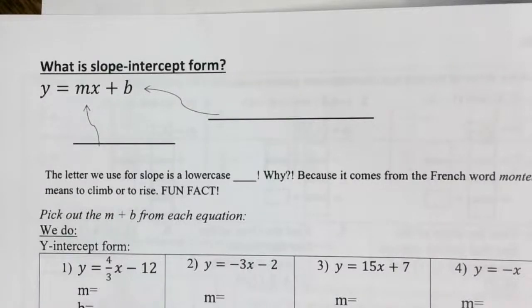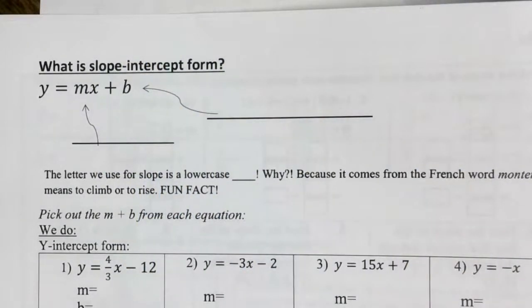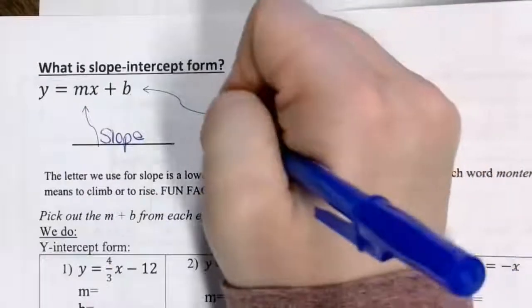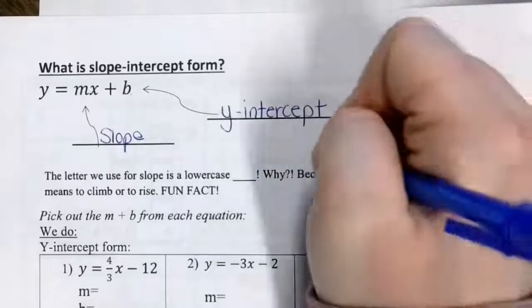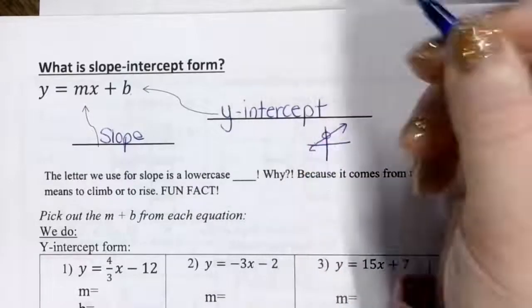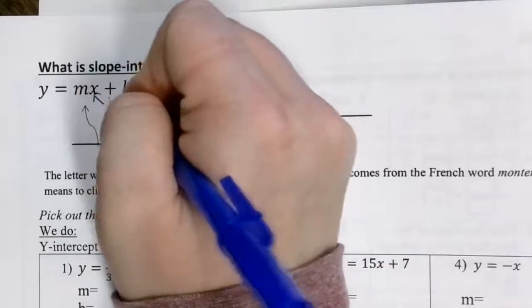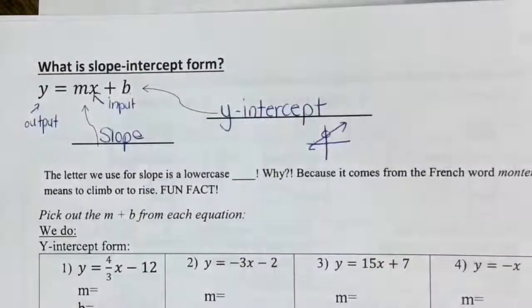Alright, so this is slope notes part 2. Slope-intercept form is how you write an equation for a line. It has 4 parts. You've got your m, which is your slope, and your b, which is your y-intercept. For those of you who don't remember, the y-intercept is where it hits the y-axis. Okay? And then you've got your x. Your x is your input value, and your y is your output. So that is slope-intercept form.